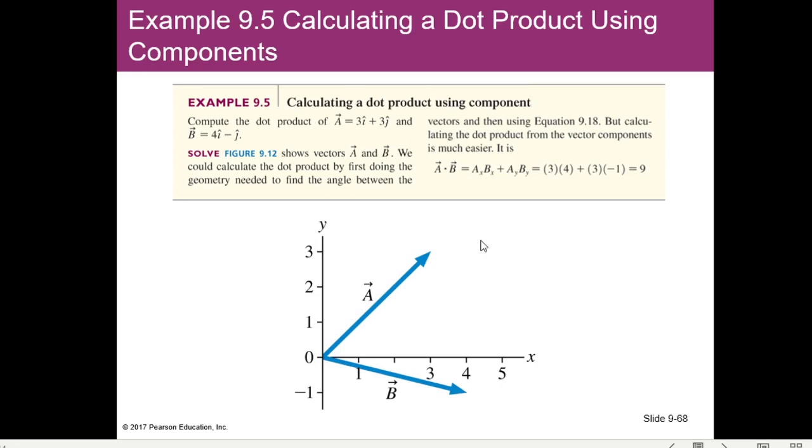Okay, so here's another example. Calculating dot product using components. Since we're given A and B as components, we can just multiply them together. So A dot B is going to be 3 times 4 plus 3 times minus 1. All right, 3 times 4 plus 3 times minus 1. Oops, sorry about that. There we are.